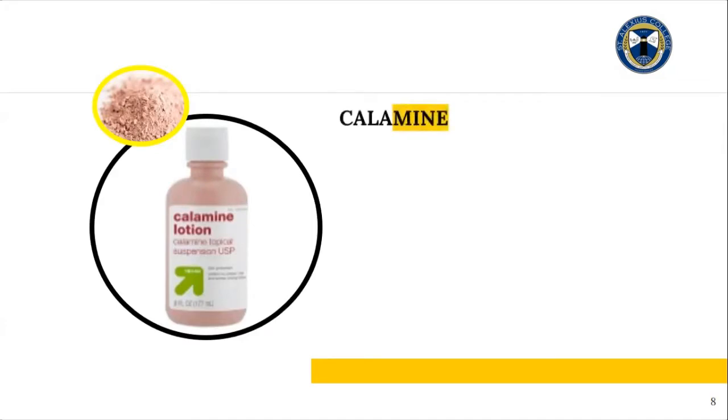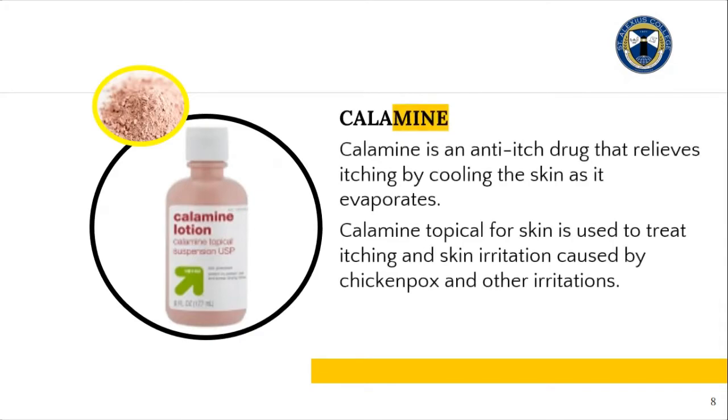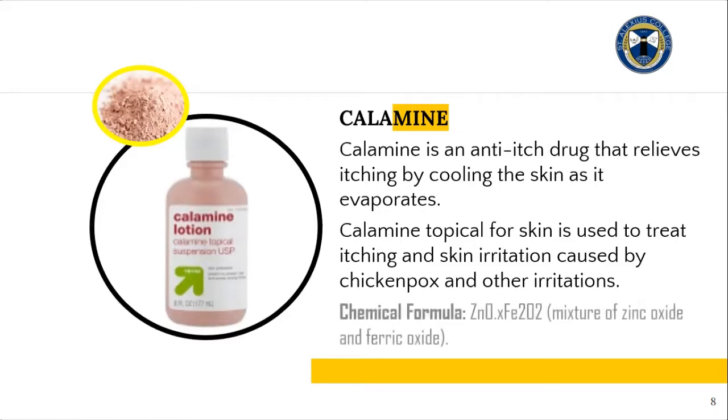Next is the calamine. Calamine is an anti-itch drug that relieves itching by cooling the skin as it evaporates. It is a topical for skin and used to treat itching and skin irritation caused by chickenpox and any irritations. Chemical formula: this is a mixture of zinc oxide and ferric oxide.